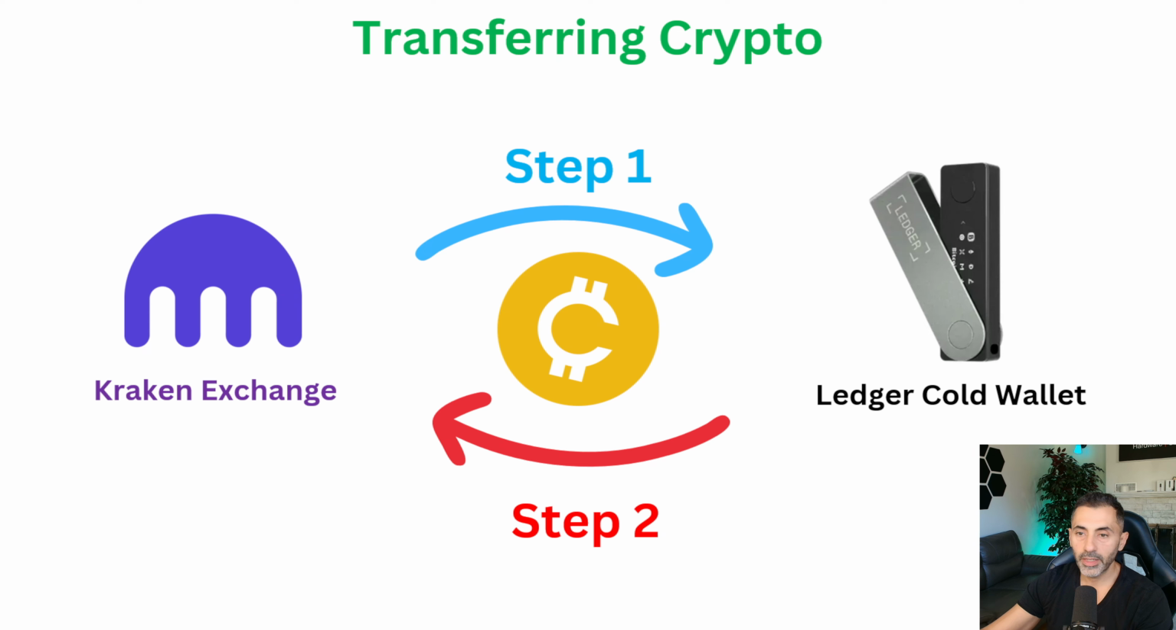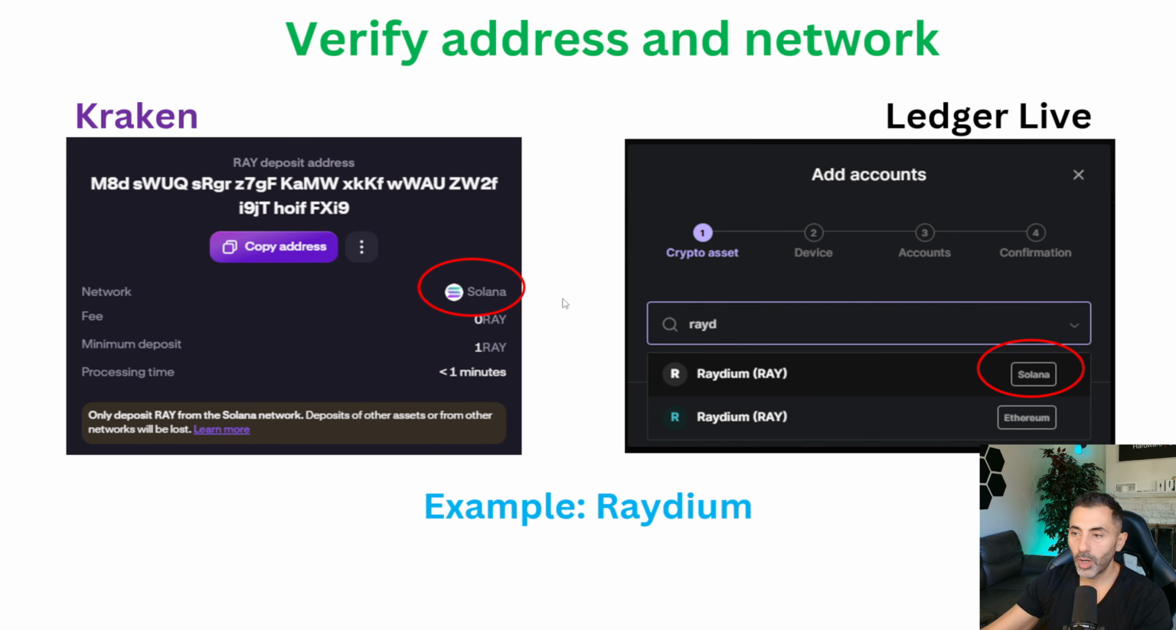What does matter is making sure that you have the correct wallet address and correct network, because sending crypto to the wrong address could mean losing it forever. So the example we have here is the Raydium token that's running on the Solana network in Kraken, and we want to transfer it to the Ledger Live, so we have to ensure that we're using the same network.